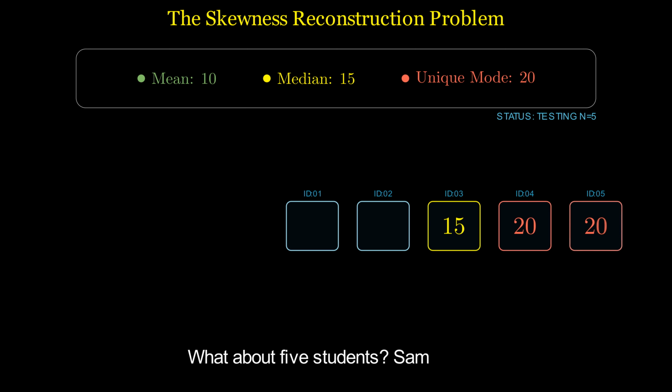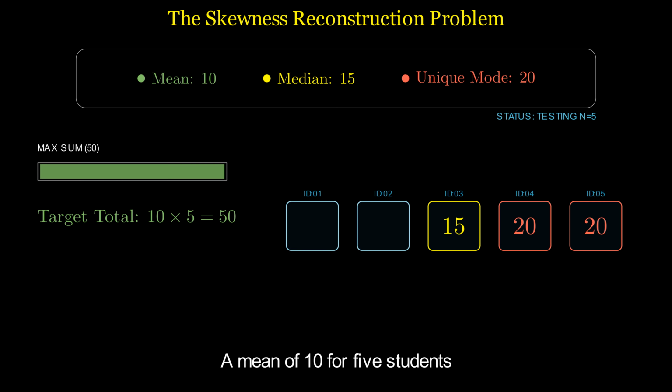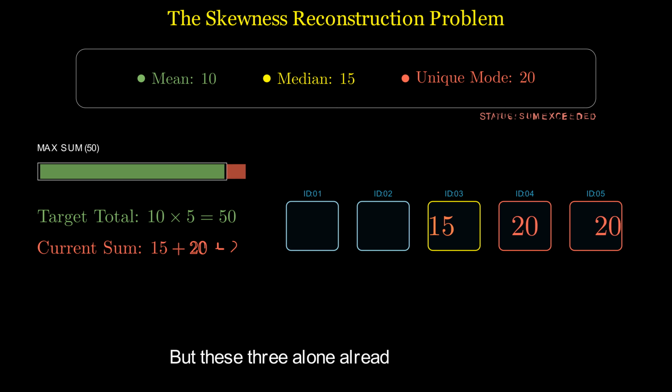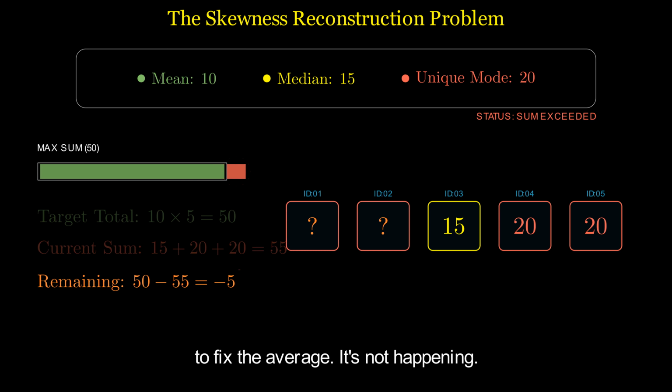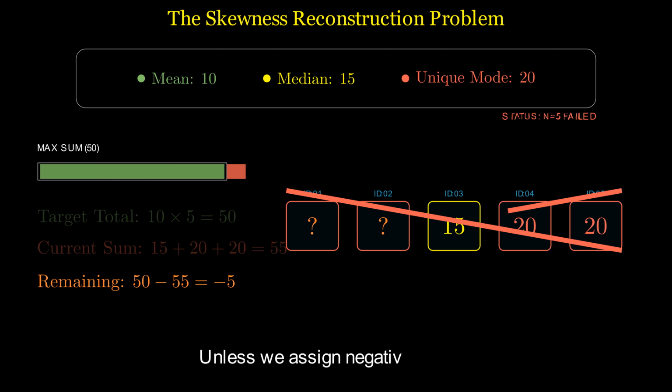What about 5 students? Same logic, median 15 and at least 2 20s. A mean of 10 for 5 students gives us a maximum sum of 50. But these 3 alone already add up to 55. The last 2 students would need negative scores to fix the average. It's not happening. Unless we assign negative values, 5 is impossible.